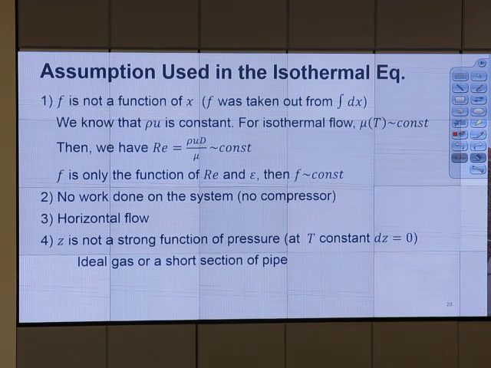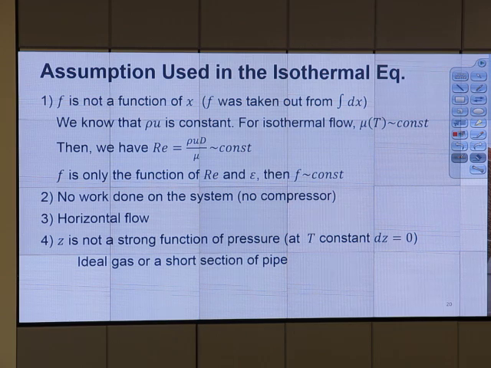One of the assumptions is that F is not a function of X, or F is constant. So what we have is for isothermal flow. Okay. Generally, what is isothermal flow? What is the term isothermal? Constant what? Constant temperature. Correct. So we have isothermal flow.